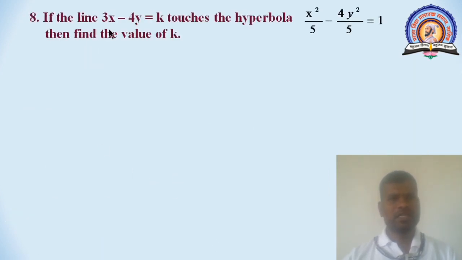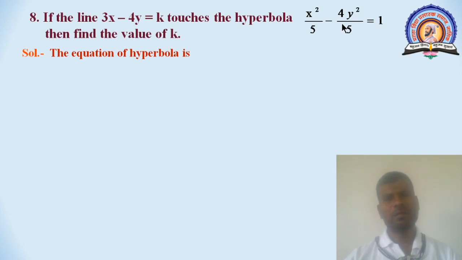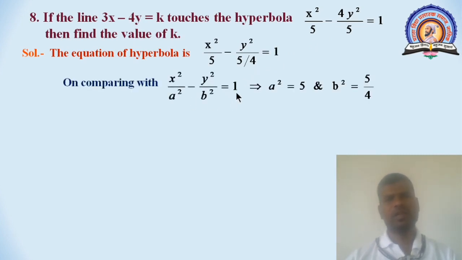The next example is: if the line 3x minus 4y is equal to k touches the hyperbola x square upon 5 minus 4y square upon 5 is equal to 1, then find the value of k. Given that this line 3x minus 4y touches the hyperbola, it means this line is tangent to this hyperbola, which means the condition of tangency is satisfied. The equation of hyperbola is x square upon 5 minus y square upon 5 by 4 is equal to 1. On comparing with the standard equation of hyperbola, we get a square is equal to 5 and b square is equal to 5 by 4.